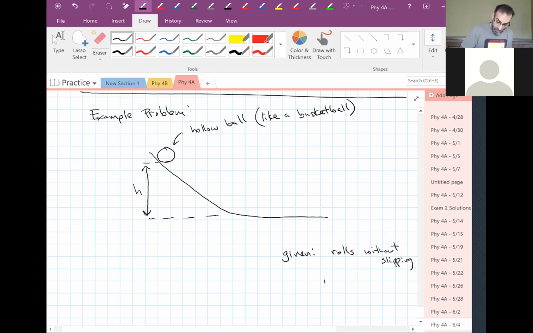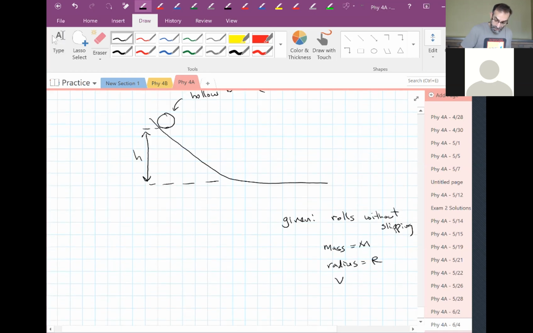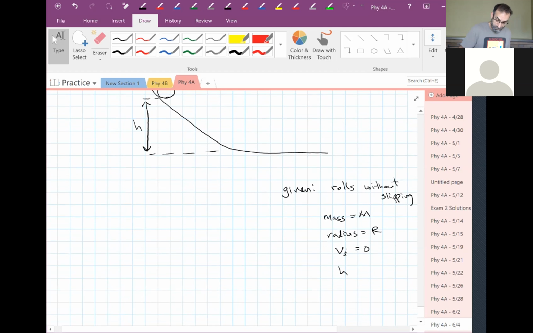The mass of the ball, the radius, v initial is 0, starts from rest, and we know h, the starting height. Find the velocity of the center of mass at the bottom.